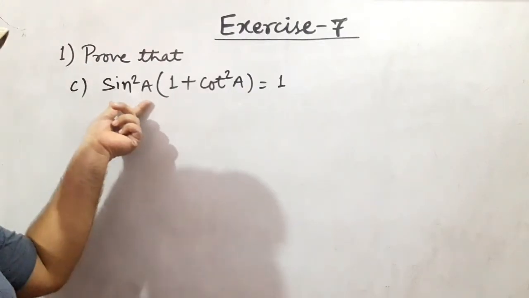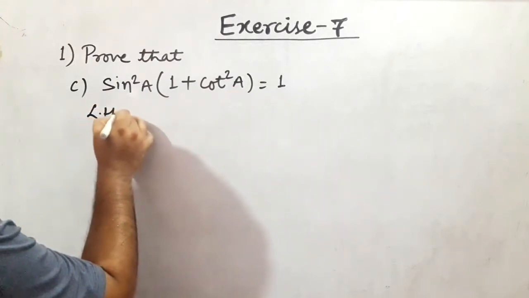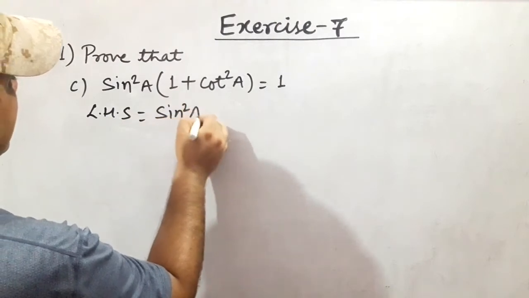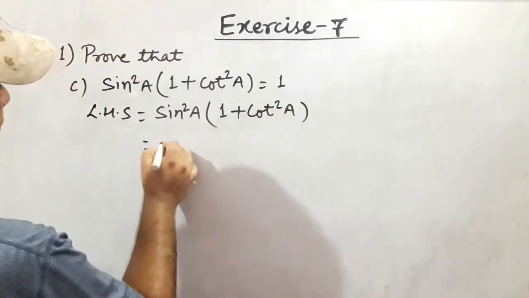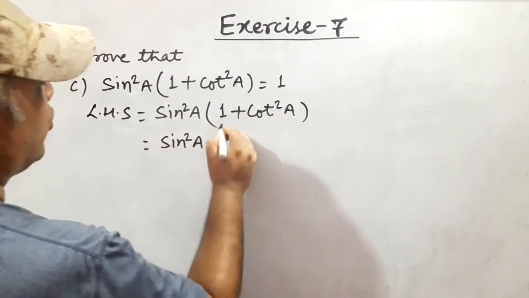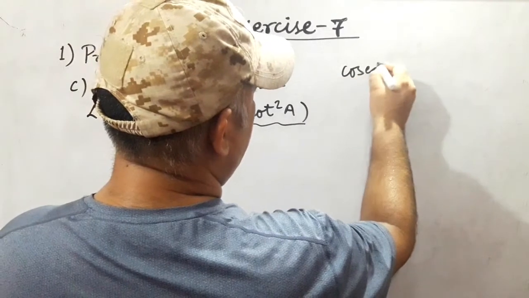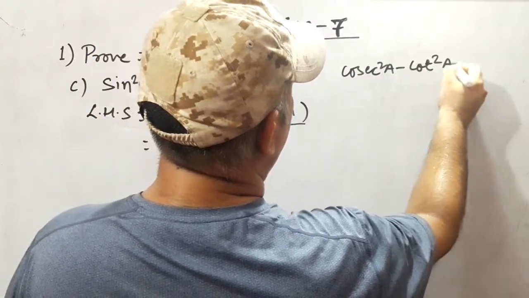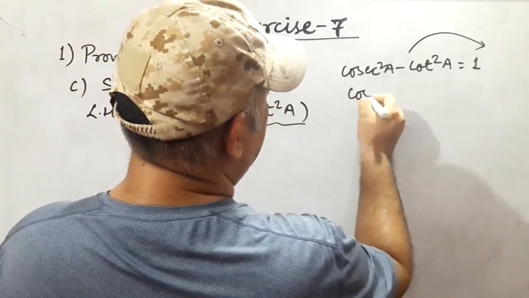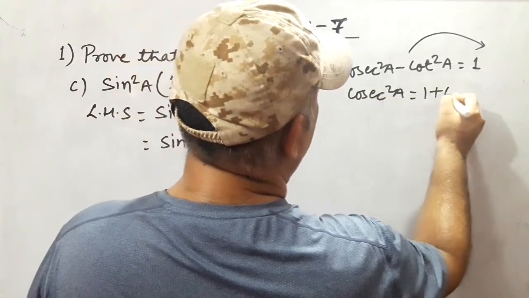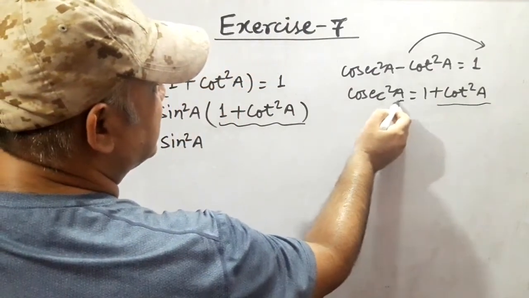Here we have to prove sin square A into (1 plus cot square A) equals 1. So left hand side, sin square A into (1 plus cot square A). Sin square A generally we do not change. 1 plus cot square A. So what is 1 plus cot square A? Let's see, cosec square A minus cot square A equals 1. So if minus cot square A goes to the right hand side, it becomes cosec square A equals 1 plus cot square A. We have studied this. So 1 plus cot square A can be written as cosec square A.